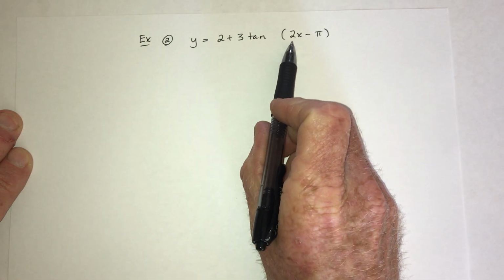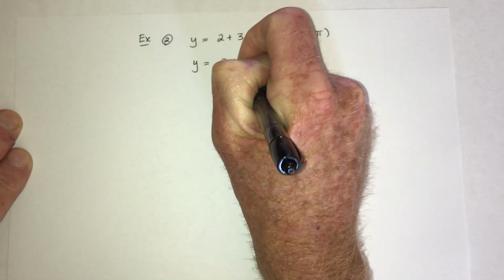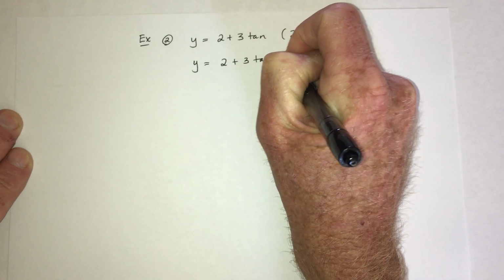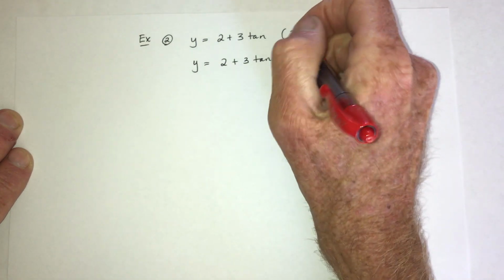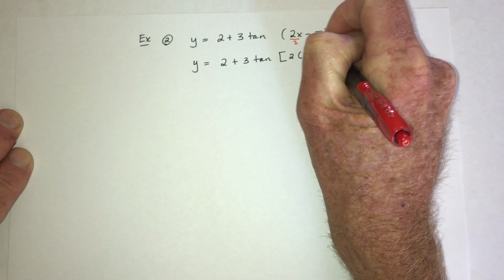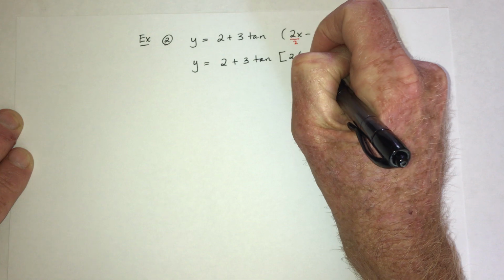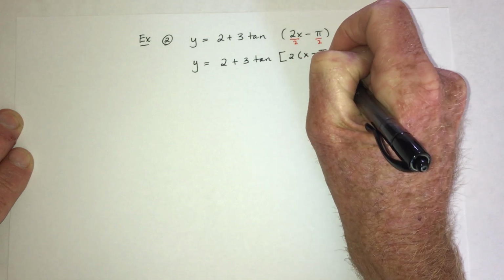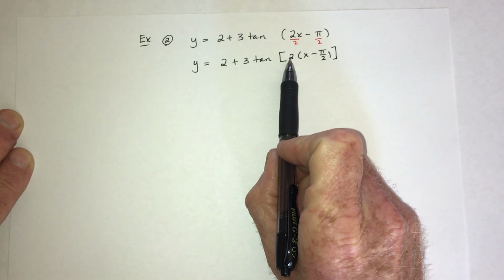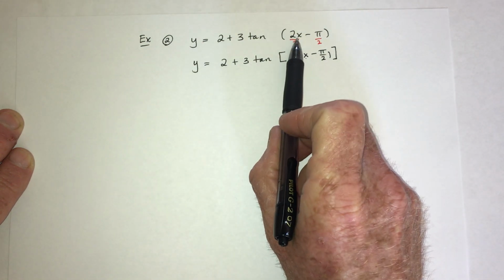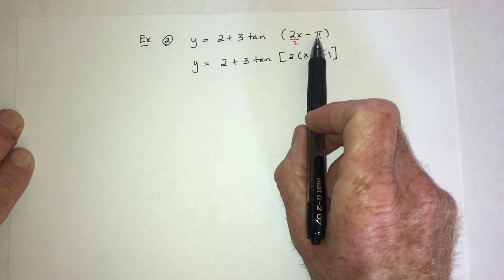Now because of this 2 right here, we need to factor that out. 2 plus 3 tangent, and then I'll put square brackets, factor out 2. So as I mentioned before, that's just like dividing each one of these by 2. To get rid of the 2, you divide by 2, and now it's just an x. And this one will be pi over 2. And of course, you could always check my work. You could distribute and go 2 times x. Yep, that was 2x. 2 times pi over 2, those 2's will cancel, and you would just have minus pi.